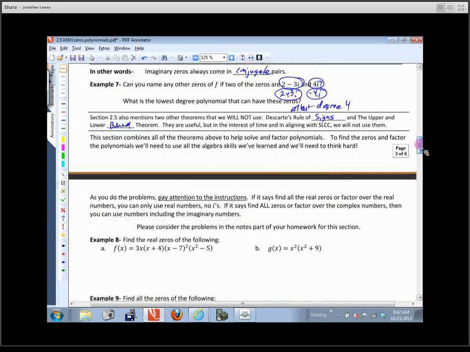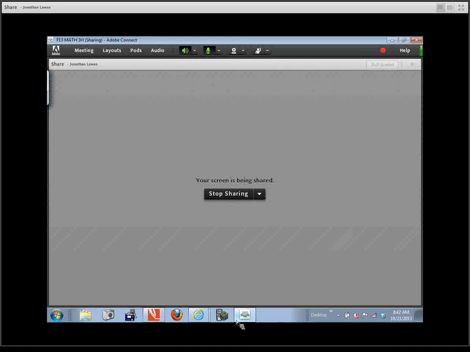I think they ask you to figure out what the upper and lower bound is. If you're interested, you could read it. You can also find some videos on the internet that talk about how to do that. Okay? All right.